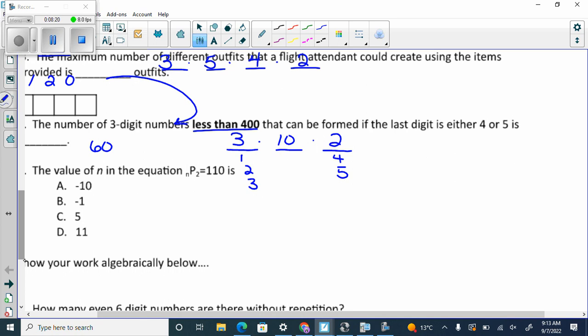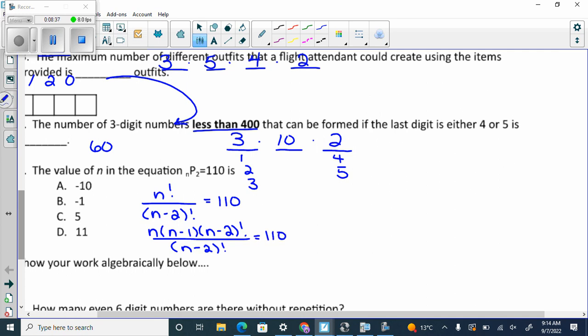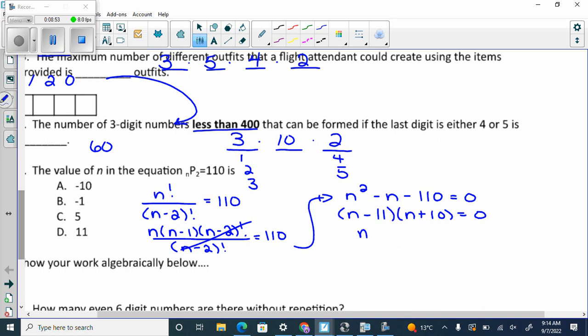So, we're going to use our formula. We get n factorial over n minus 2 factorial equals 110. And we expand, so we get n times n minus 1 times n minus 2 factorial over n minus 2 factorial equals 110. They cancel, and I get n squared minus n minus 110 equals 0. What multiplies to give me negative 110 and adds to give me negative 1? Negative 11 and positive 10. So I get n equals 11.